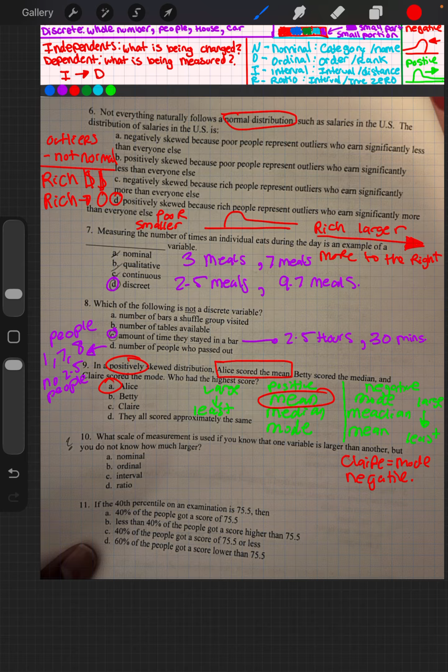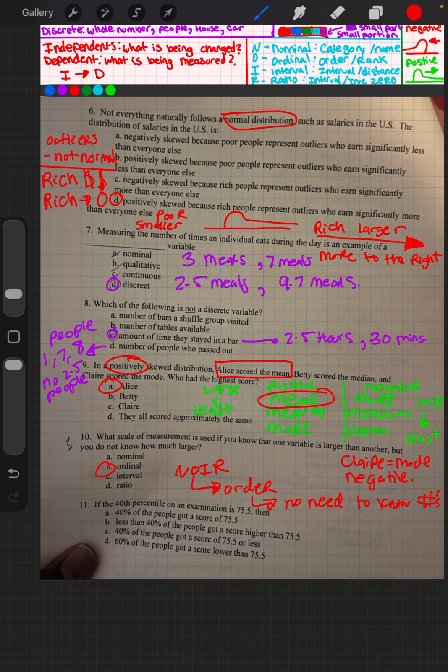So order, scale of measurements, nominal is lower than ordinal. So this means ordinal. You don't need to know the numbers. No need to know numbers.